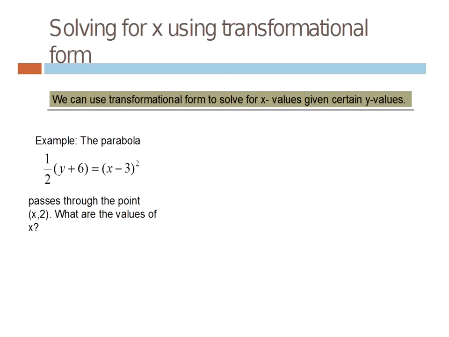Now we can use transformational form to solve the equation for a value of x given a value of y, which we couldn't do last week. And so here I have an example that says, given this parabola, what values of x give us a y value of 2?